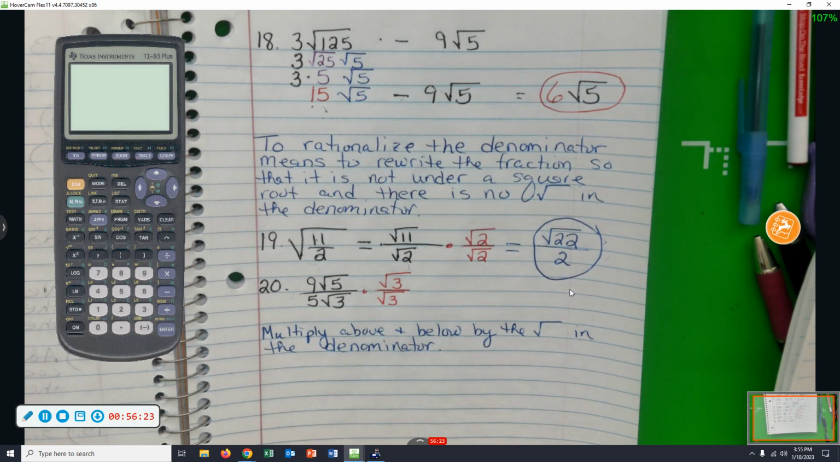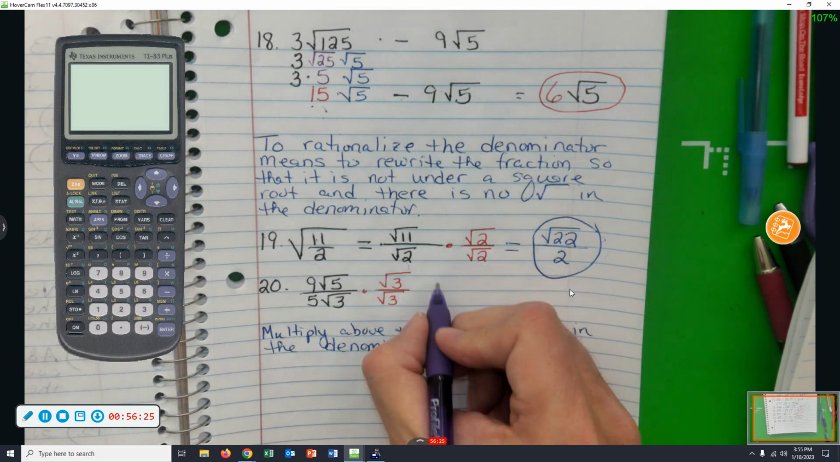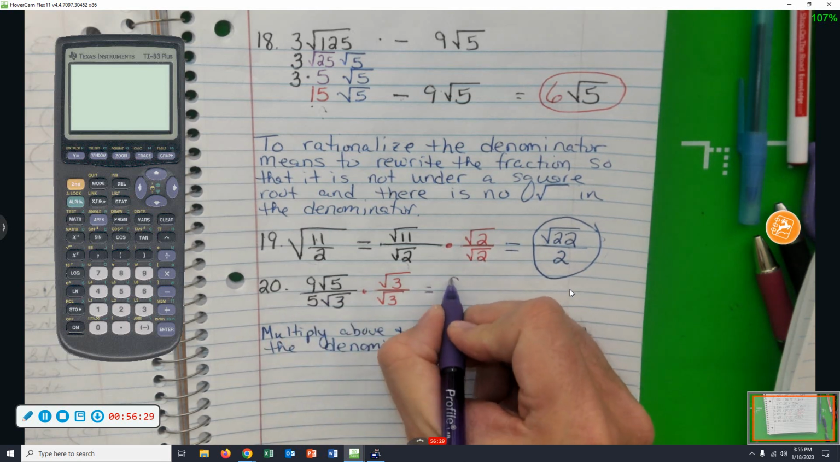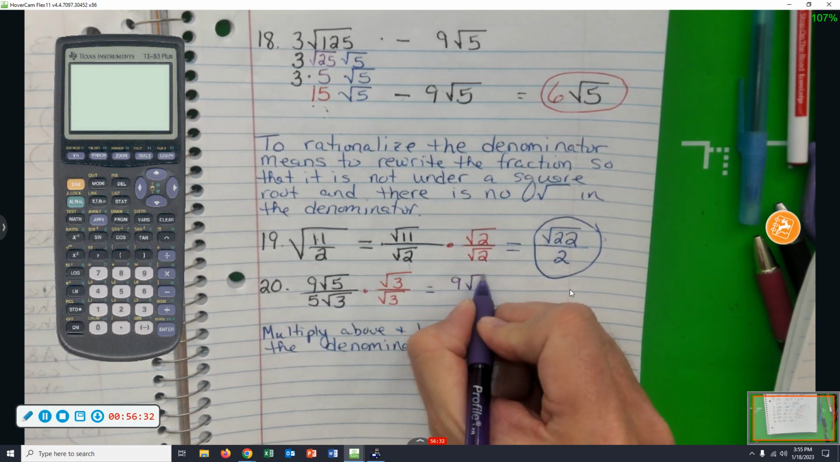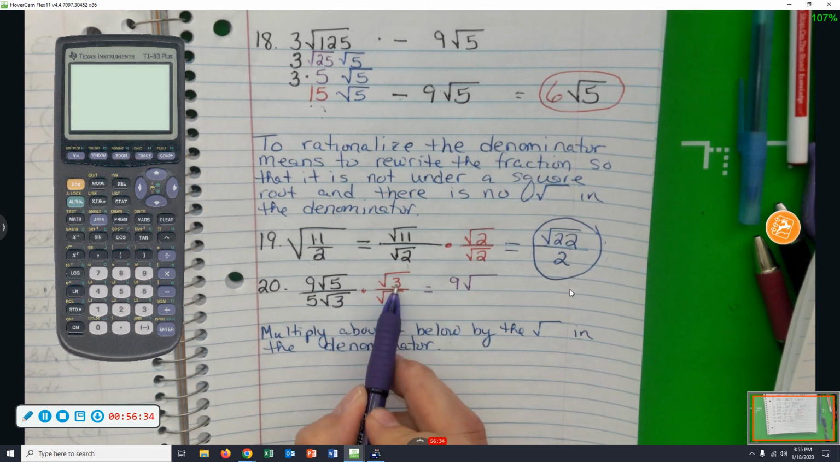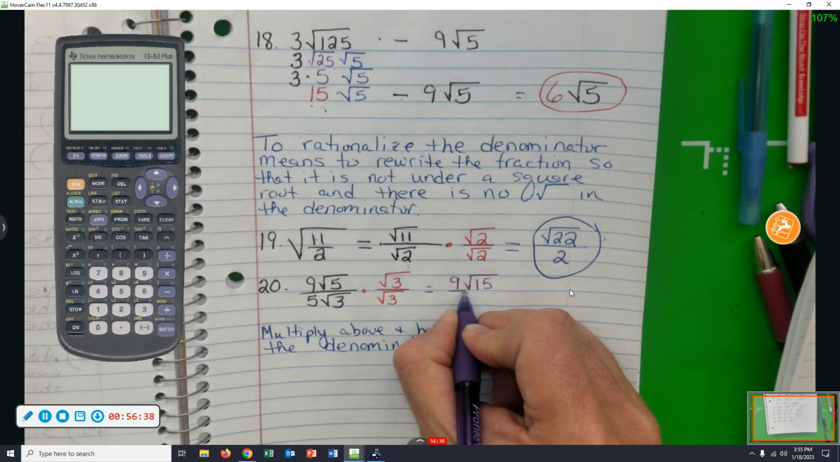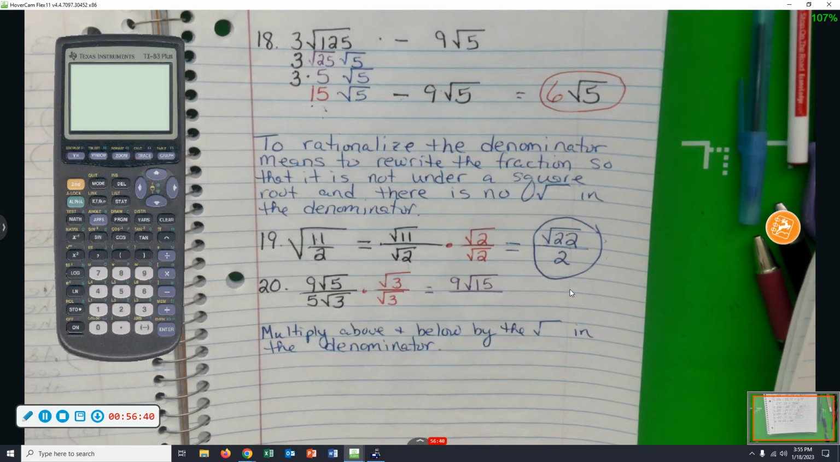So, talk me through what that's going to give me up on top. We would have just a 9. And what number's under the square root? 15.